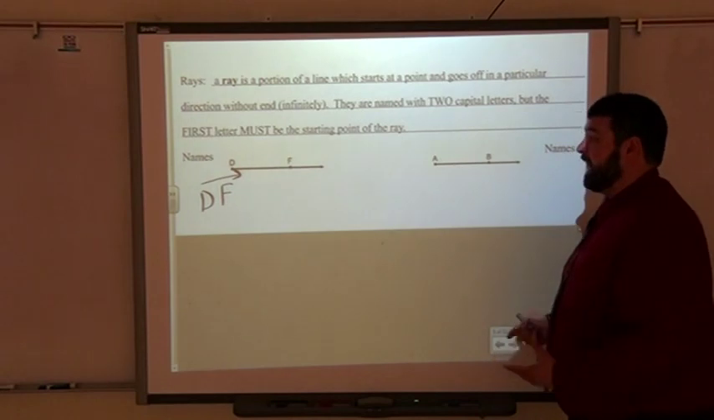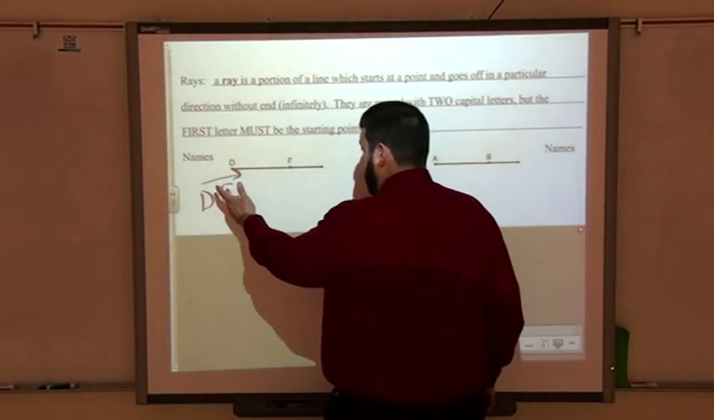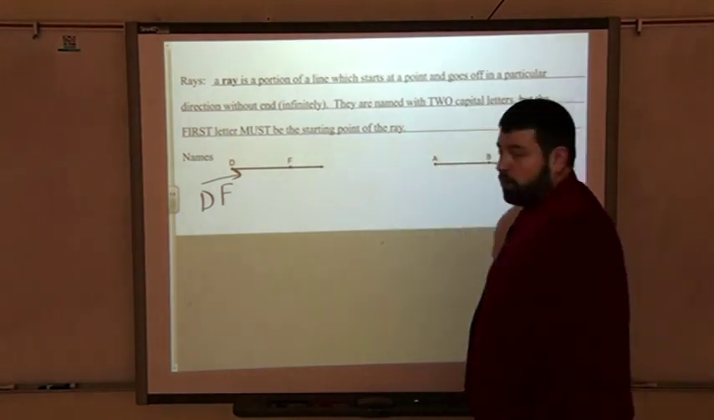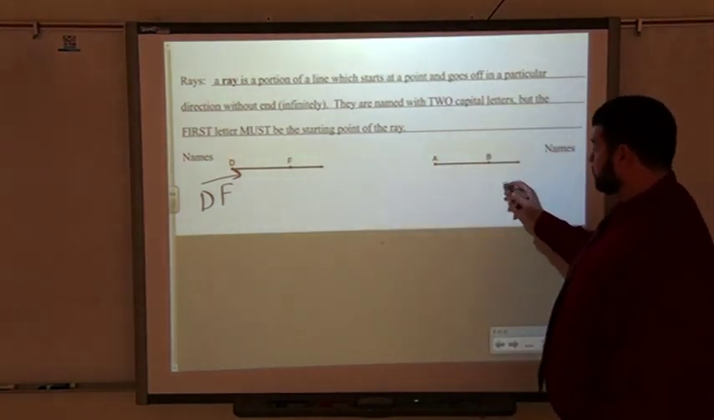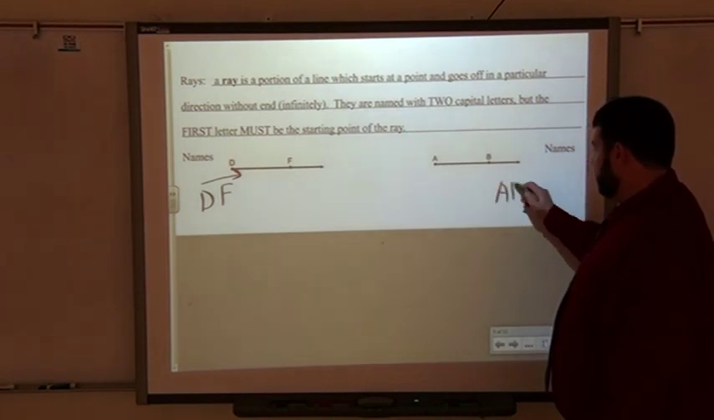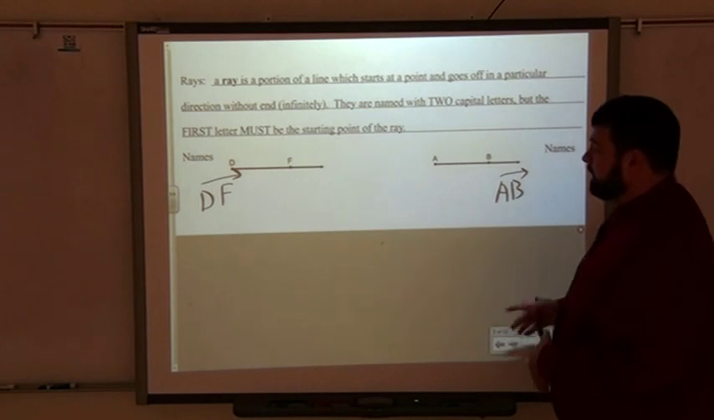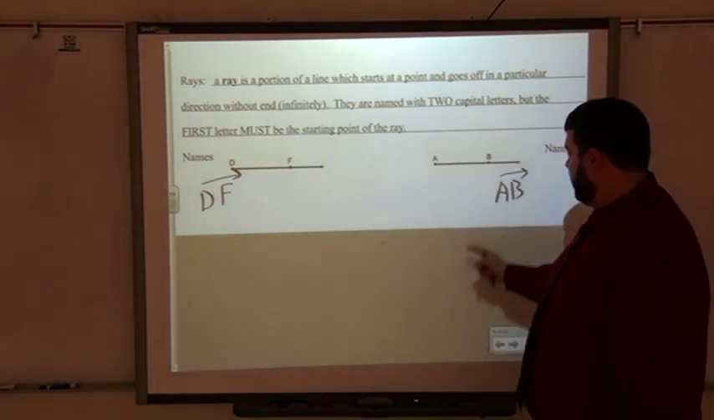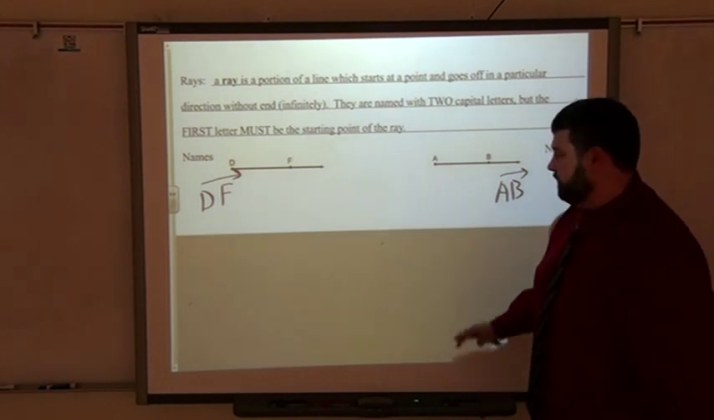So I'm going to draw a line and put one arrow. And that tells me that this ray starts at D and goes through F and keeps going on forever past that letter. And the same exact thing's true for here. I could say AB with a line with an arrow on one end, because it has a definite endpoint at A, and then it goes past B and keeps going on forever.